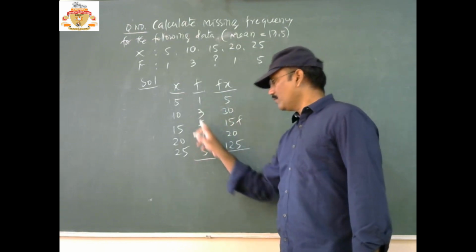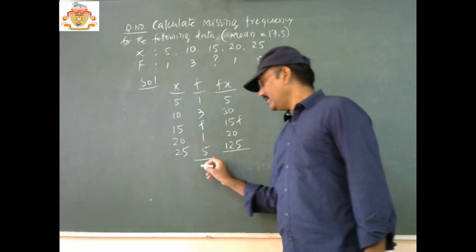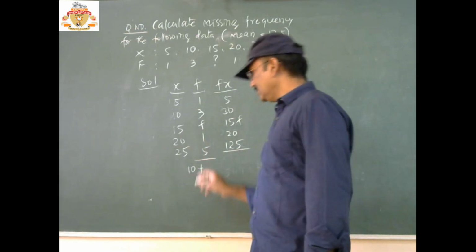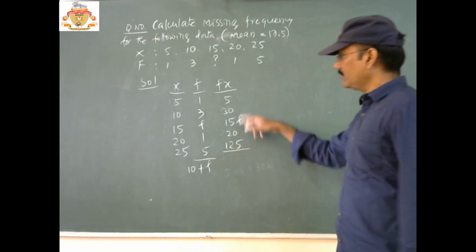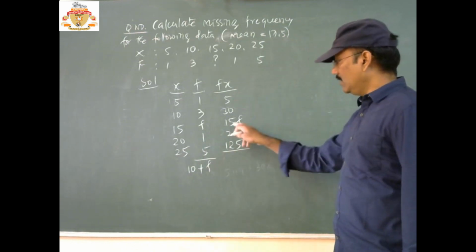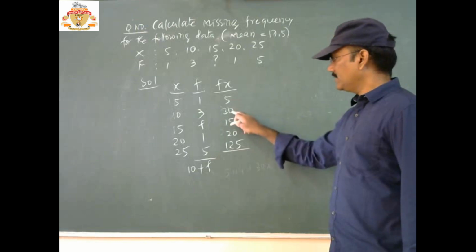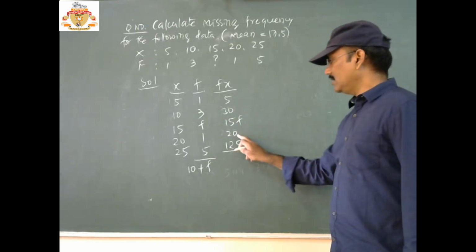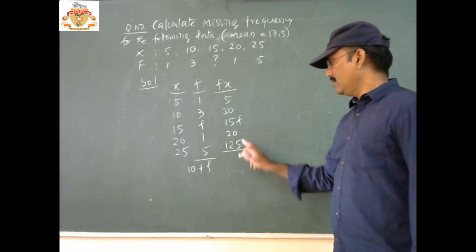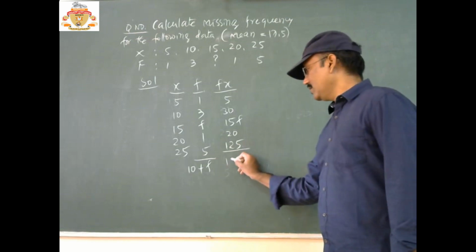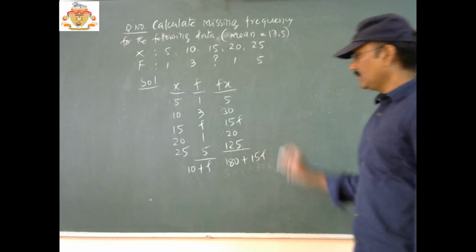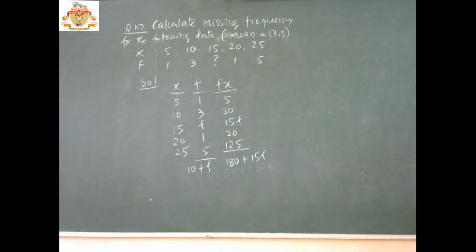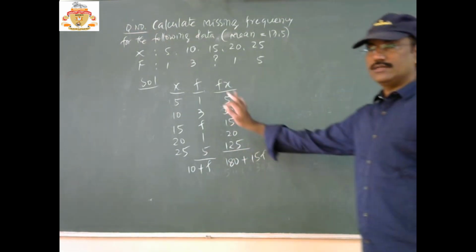1 plus 3, 4. 4 plus 1, 5. 5 plus 5, 10. Plus this f. Remember, plus this f. Then here 5 plus 30, leave this one, 5 plus 30, 35. 35 plus 20, 55. 55 plus 125, 180, plus this 15f. So this was the basic information that we computed by using x and f.